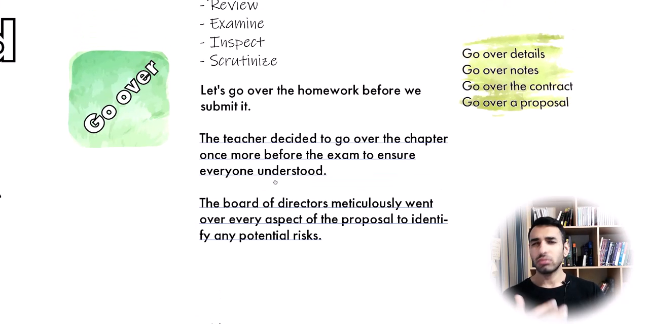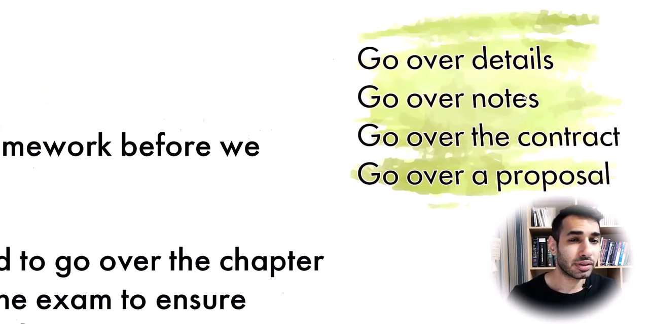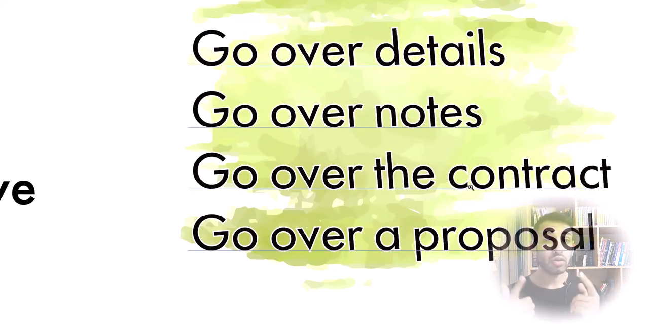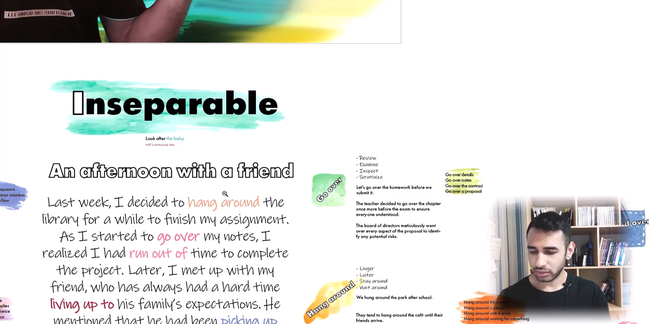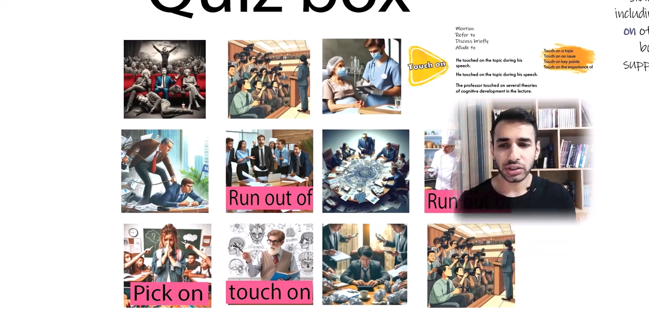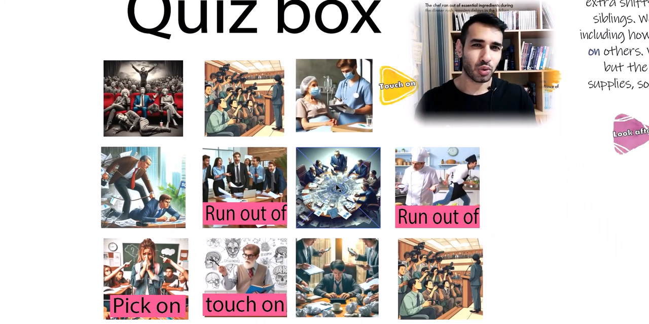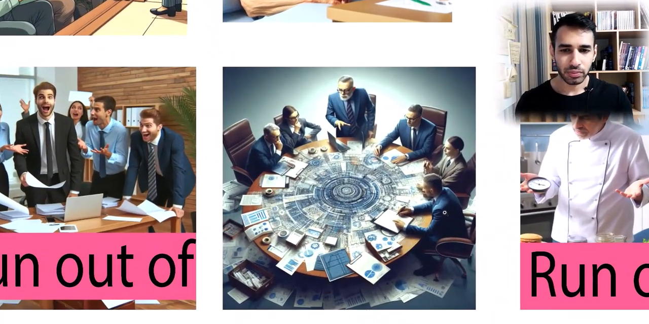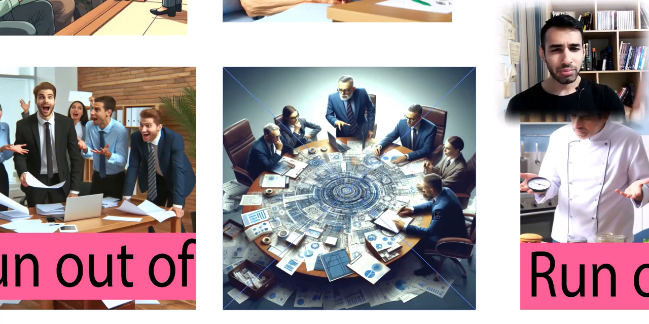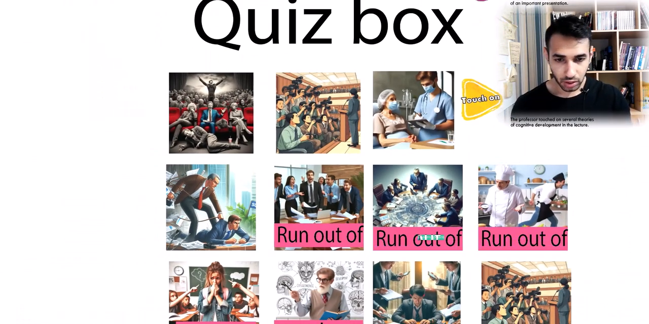So go over means review, examine. Go over details, go over notes, go over the contract in business context, and go over a proposal. These are some collocations used with go over. Next, wait. We have a picture for the last word. Going over a proposal in business context. Can you find that in the pictures? 3, 2, 1, and zoom in. A board of directors. Here, they are going over all the proposals to find the potential risks. So I'm going to write here, go over.